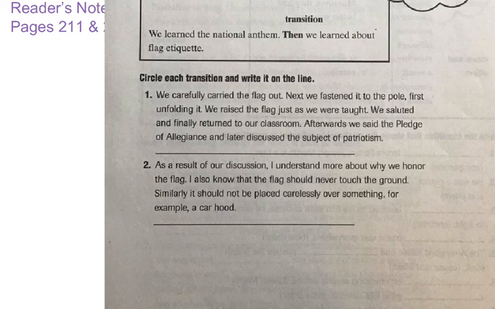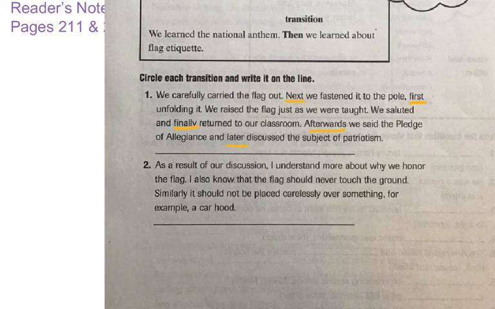Well, a lot of this is about time order. In what order were the steps completed? We carefully carried the flag out. Next, there's a transition. Next, we fastened it to the pole, first unfolding it. So before we fastened it to the pole, first we unfolded it. We raised the flag just as we were taught. We saluted and finally returned to our classroom. Afterwards, we said the Pledge of Allegiance and later discussed the topic of patriotism. So we have later. So there you have underlined each.